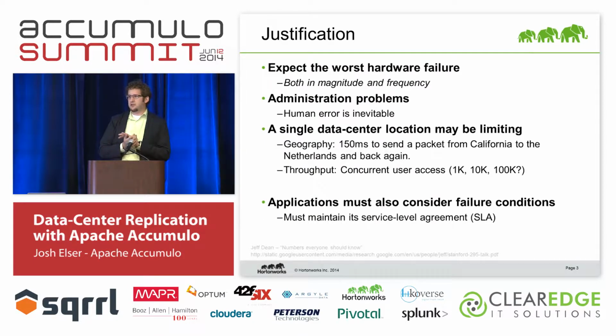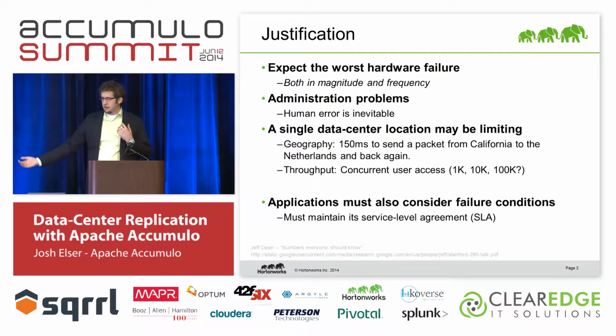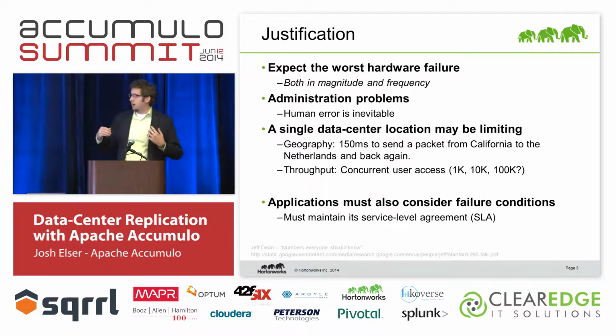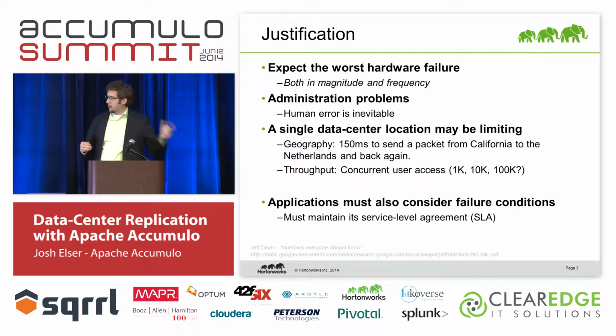If you have never read it, Jeff Dean has a great presentation, I think he gave it at Stanford many years ago, where he has a bunch of numbers that he calls numbers every computer scientist should know. The time it takes to send a packet from California to the Netherlands and back again is 150 milliseconds. You think, okay, that's a long distance. But if you start to think about what that really means, suddenly if you have a global presence of users using this database, it's probably not a good idea if they all have to go across the globe to your one instance in one location.